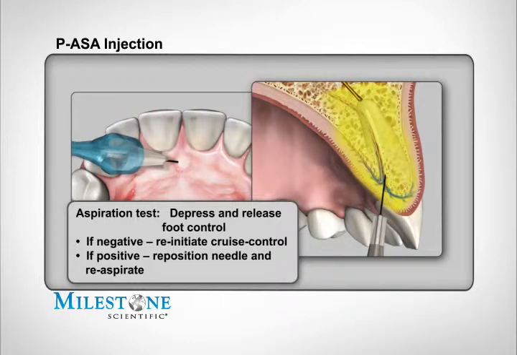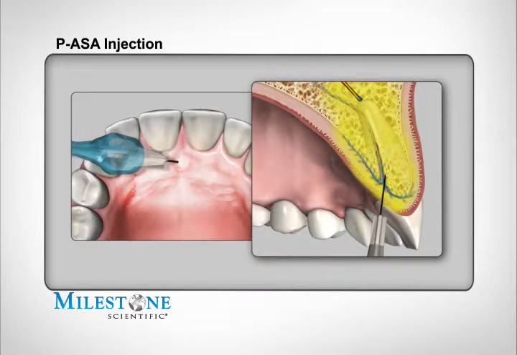If there was a positive aspiration, as determined by observing blood in the hub or tubing, reposition the needle and then re-aspirate before continuing. After you've delivered the proper amount of anesthetic, you will notice diffuse blanching of the tissue. Once the suggested volume of anesthetic solution is dispensed, the needle can be removed.